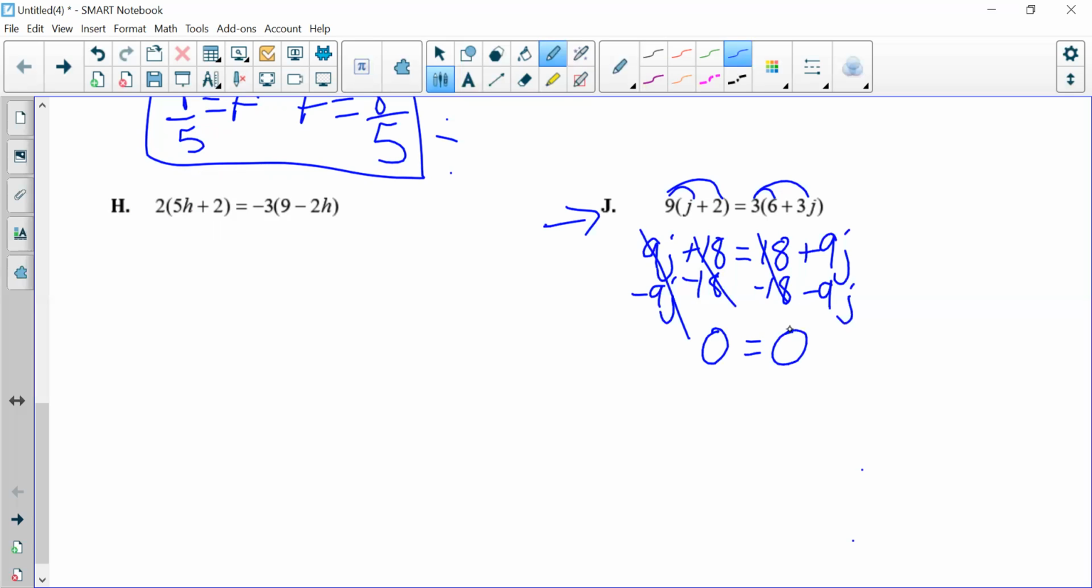So what exactly does that mean? All right, it means that this is always true. This means that it doesn't matter what the value of our variable is. We can plug in any number for j, and it's going to always be true because we have equivalent amounts of j here on both sides, and they're always going to cancel out. So it doesn't matter what j is. This equation is always true.